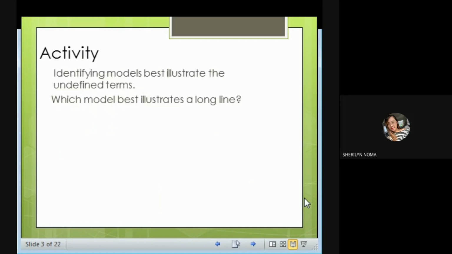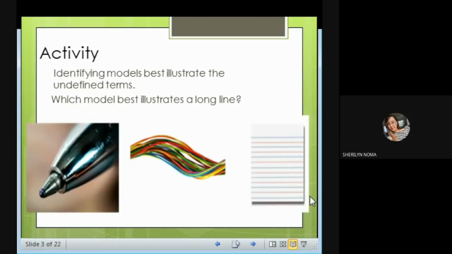Let us have the first activity. Identifying models that best illustrate the undefined terms. Which model best illustrates a long line? Is it a tip of a pen, a cord, or a paper? Is it A, B, or C? Yes, that's right. The cord or the wire best illustrates a long line.